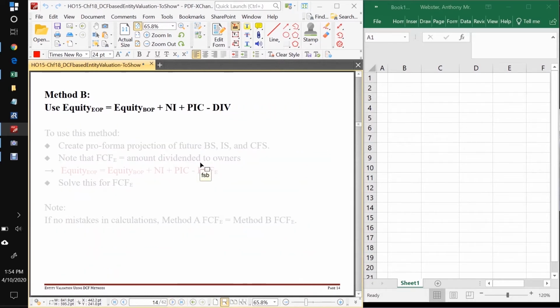Okay, so method B, how could we get our free cash flows to owners from method B? We can use our equation from accounting, our roll forward equation for equity. And this hopefully you remember from financial accounting, but again, I don't blame you if you don't. This roll forward equation says equity at the end of the period equals equity at beginning of period plus additions to equity from net income and paid in capital, that would be issuing more shares, minus dividends. Dividends would be what we give out to the owners.